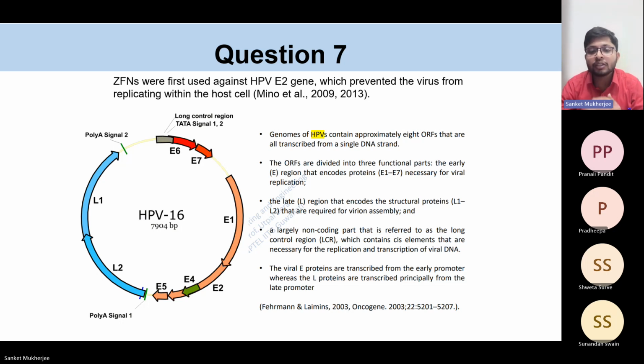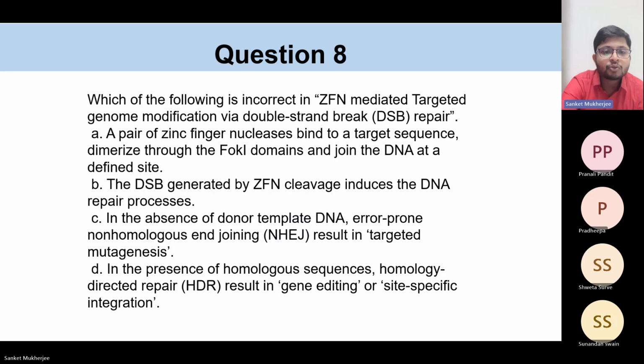Many of the early genes on HPV are carcinogenic, so devising a strategy against them helps in preventing the virus from causing cancer. Nowadays, even E6 is used as a target. You must have read about it in the lectures. ZFN was used for that. So that's the question. Now, question 8.